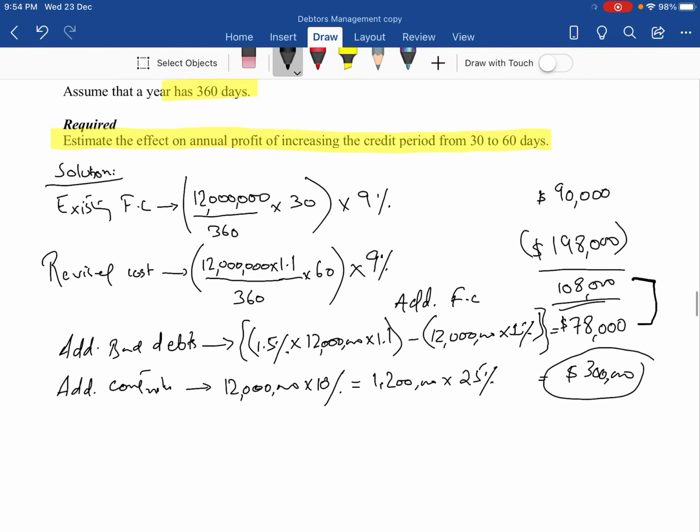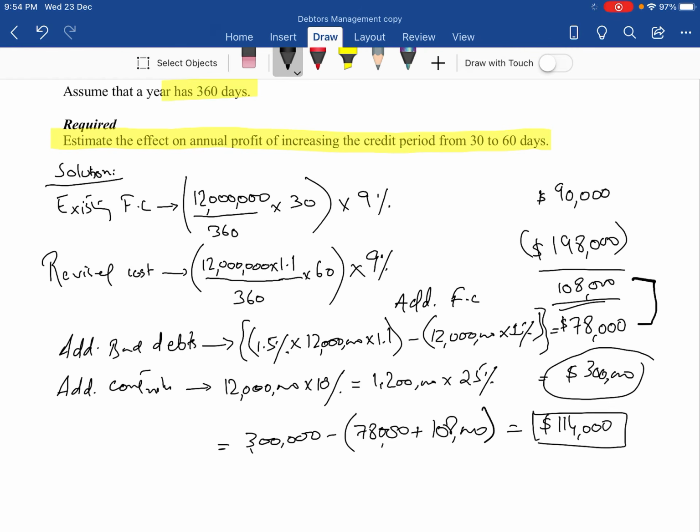So from the additional contribution figure, we have to subtract the sum of the additional costs, that is 78,000 plus 108,000. So it's $114,000, and that is the additional benefit. Therefore, this policy should be implemented.